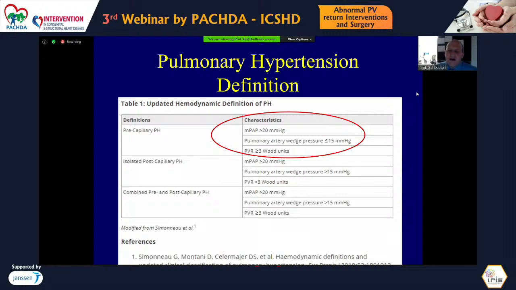In all of those cases, the definition of pulmonary hypertension that we're going to use is a mean pulmonary artery pressure greater than 20 millimeters of mercury with a wedge pressure of less than 15 to rule out left heart disease and a pulmonary vascular resistance greater than 3 Wood units.